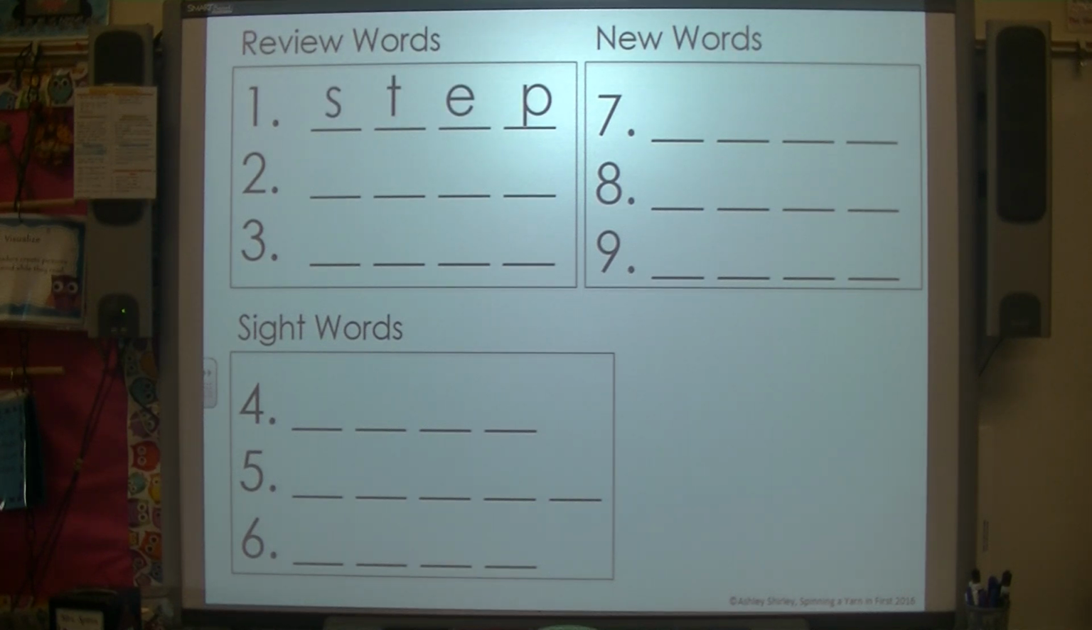Let's check your work. Spell step. Get ready. S-T-E-P. What word? Yes, step.